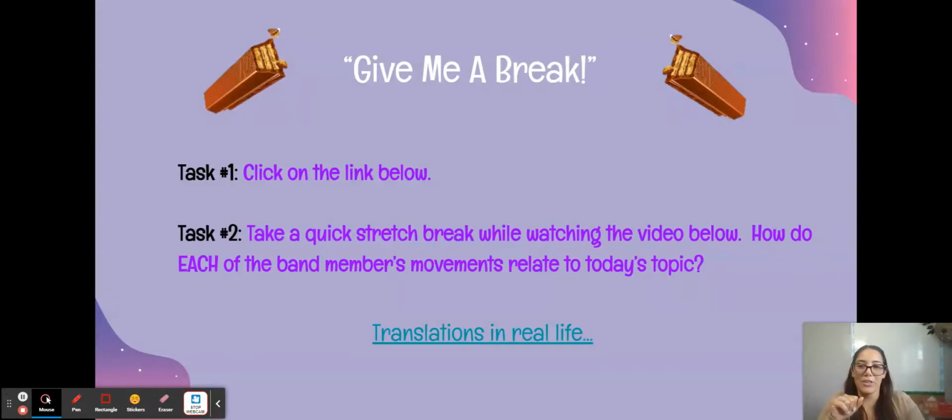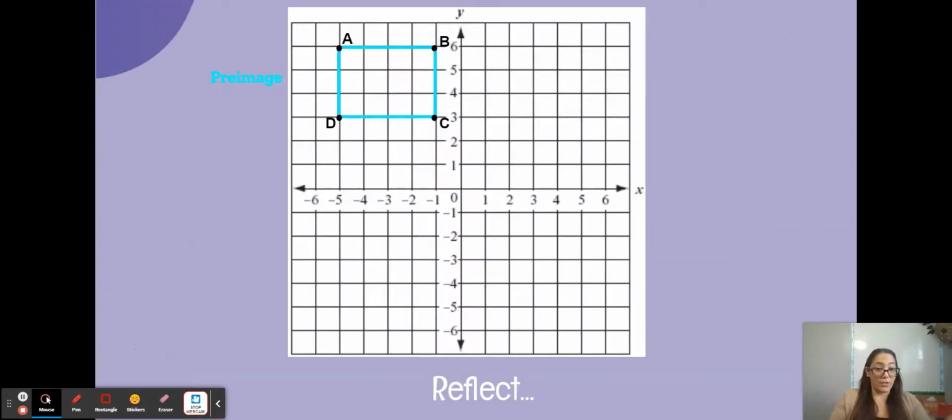It's a translation video. Okay, so here's a couple examples I have for you. It's not that bad, okay? So here's my pre-image. I have a rectangle A, B, C, D, okay? Pre-image, my before.